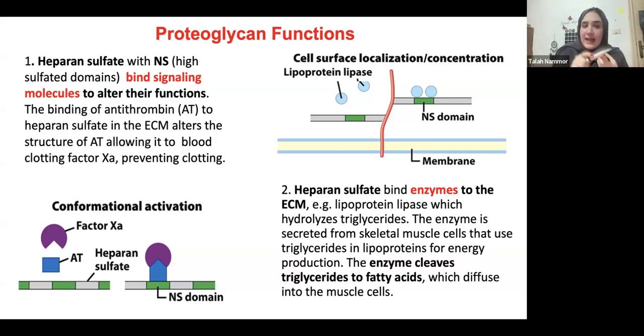So not specifically heparan sulfate, proteoglycans in general, okay? Is this clear? But is the example clear? Yes. Should I move on?